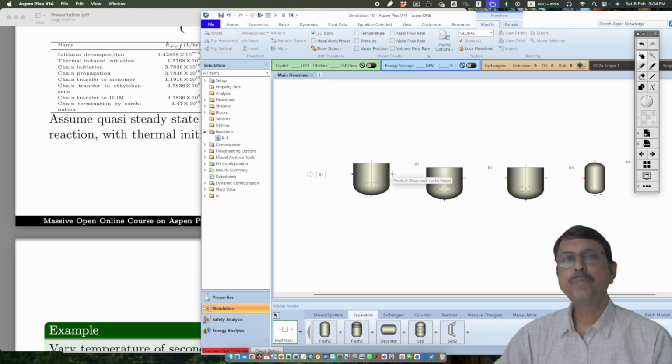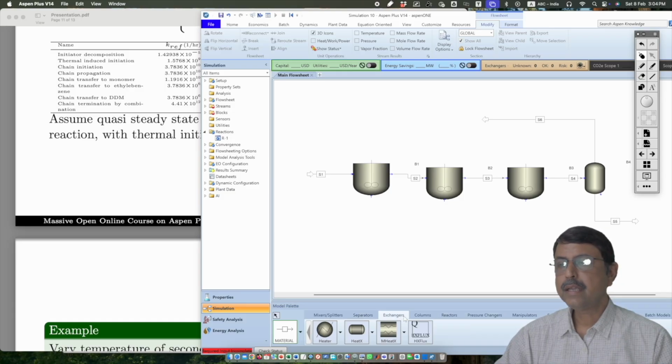Then output of the first reactor goes into the second reactor. Output of the second reactor goes into the third reactor. Output of the third reactor goes into the flash tank. The liquid output of the flash tank is the polymer, which we will take as a product. And this one will be sent to a cooler. And that cooler is over here.